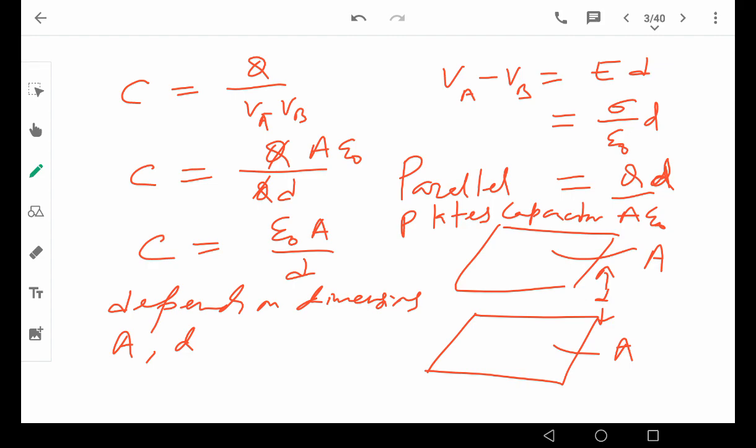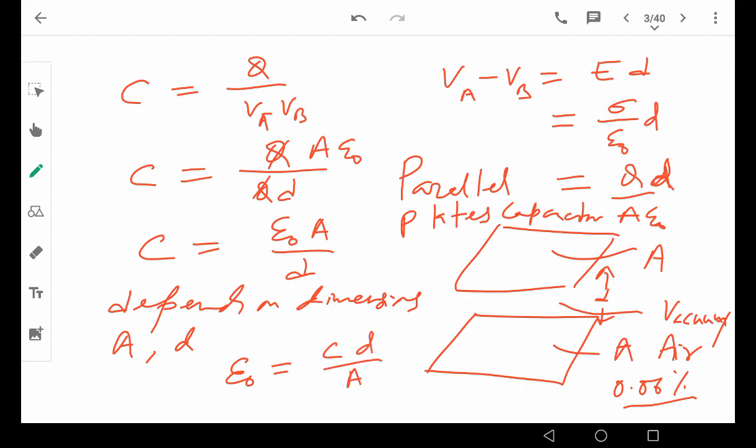Epsilon naught is the permittivity of free space. If we consider this a free space, you can think of vacuum, which is not always possible, so we can also think of air, with hardly a 0.06% difference if I consider air in place of vacuum while finding the capacitance. The epsilon naught value changes very little. The value of epsilon naught will be C D upon A, and it is a constant. Its unit will be farad, and D upon A is meter upon meter square, so farad per meter.